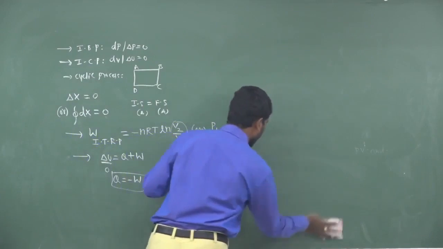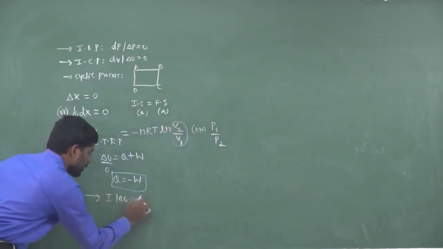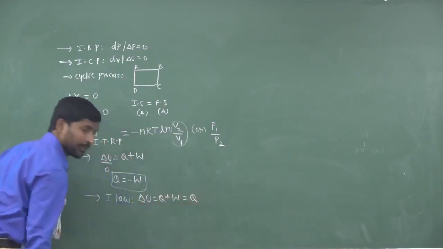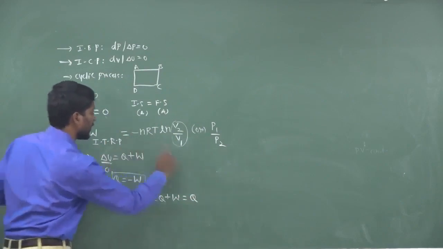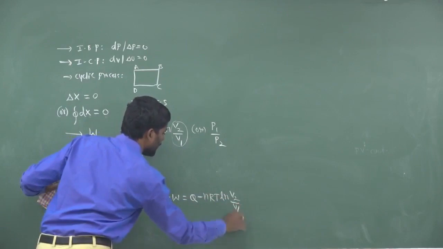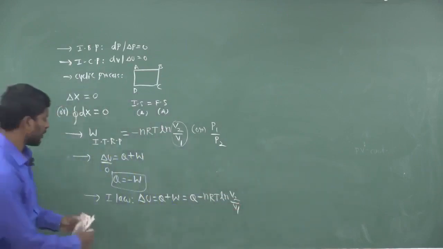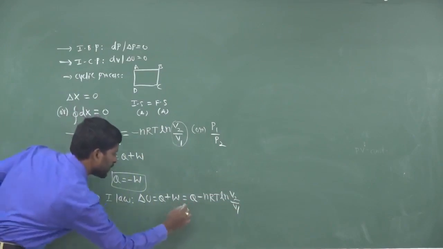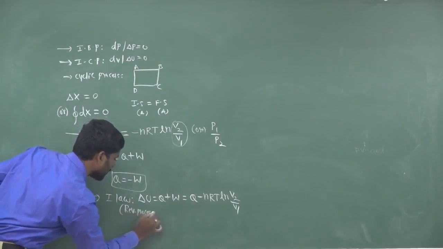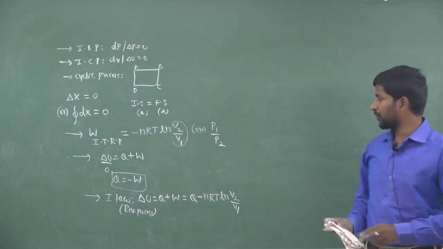And from the first law, we have delta U is equal to Q plus W. So for an isothermal reversible process, W we can write as minus nRT ln V2 by V1 or P1 by P2. This is for a reversible process. A reversible process is also called an equilibrium process.